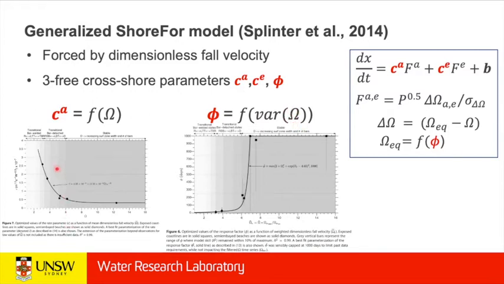So this suggests that if for a single beach the characteristics and the magnitude of the dimensionless fall velocity change in time and in the future, we would have to potentially adjust our model parameters to correctly predict shoreline variability in the future.